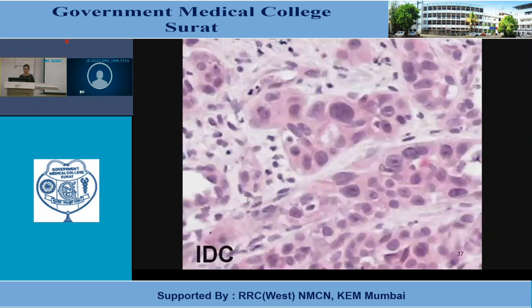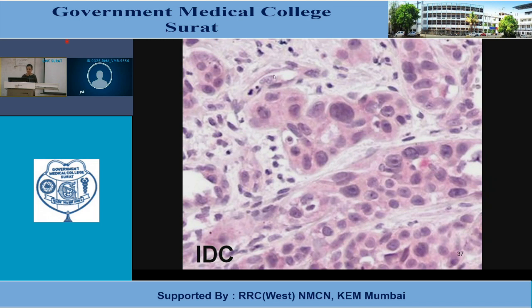Now what you are seeing is the high power view of an IDC. Can you see that there is anisonucleosis? What is anisonucleosis? That means that the nuclei differ or vary in shape and size. What you are seeing here is the prominent nucleoli. Can you appreciate them? These prominent nucleoli again point to the feature that malignancy is there.